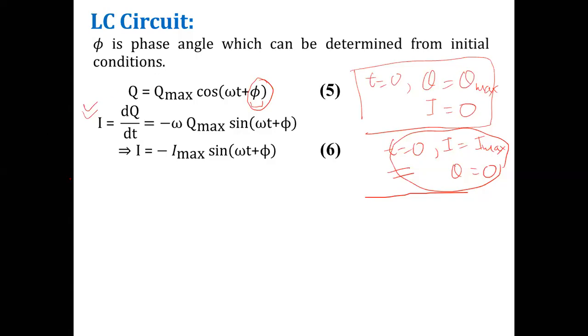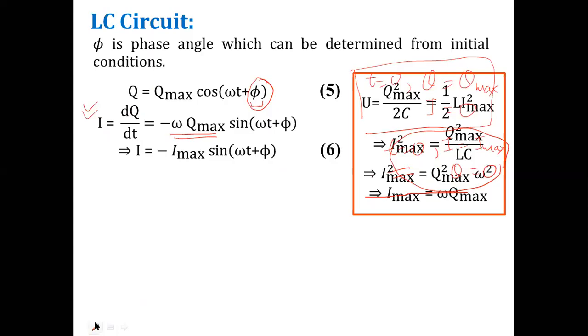So in our case, let's say that this was our charge, I is equal to dq by dt. That would be equal to minus omega Q max sine of omega t plus phi. Now I'm saying that this term here, omega Q max, is equal to I max. We can prove that. Look at this expression over here.